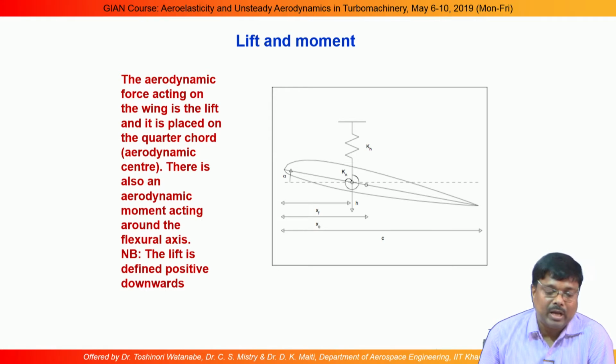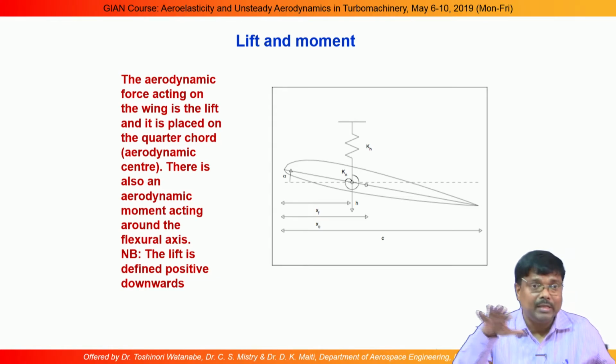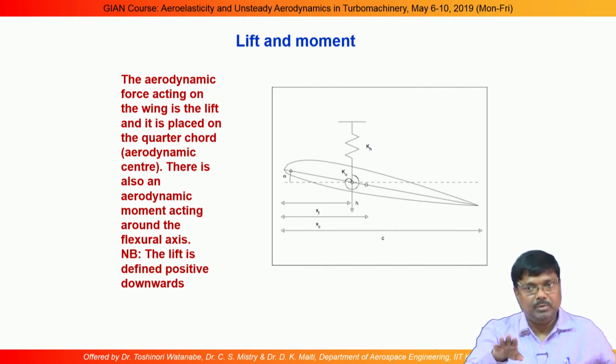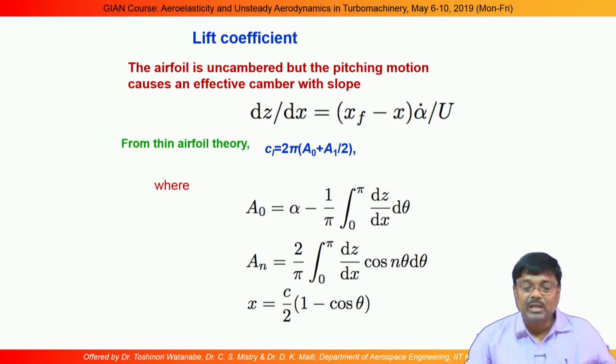So, the aerodynamic force acting on the wing is the lift, and it is placed on the quarter chord point for the aerodynamic center. At the aerodynamic center, there is also an aerodynamic moment acting around the flexural axis. The lift is defined positive downward. Here there is an axis system definition: the downward deflection is positive, and clockwise rotation is positive. This is the axis system, and then we have calculated the lift force.